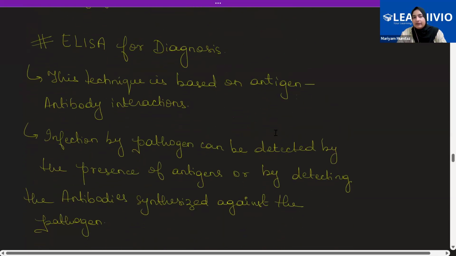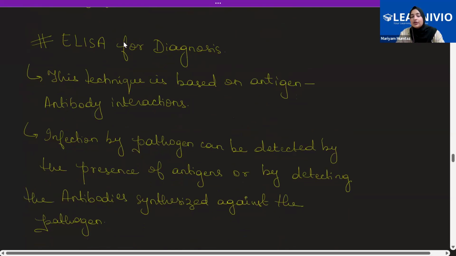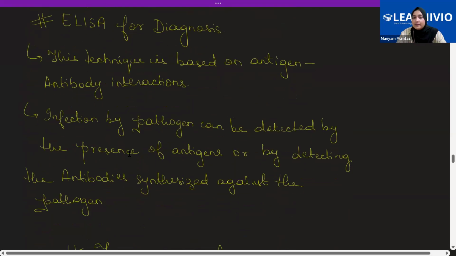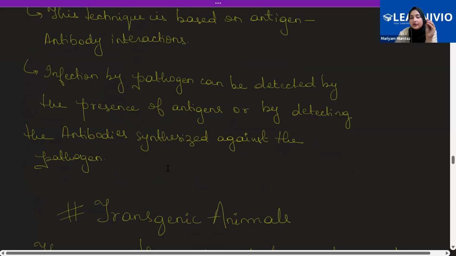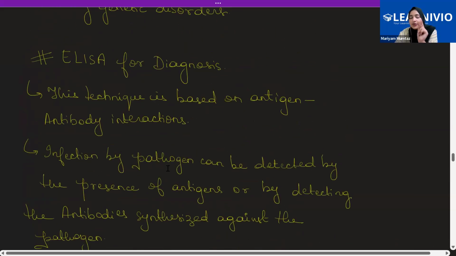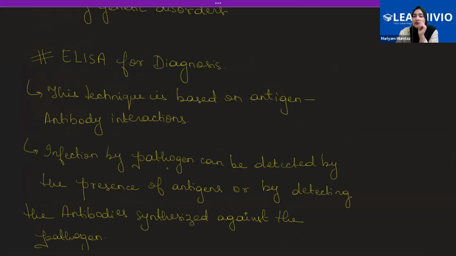The second method is ELISA, that is enzyme-linked immunosorbent assay. This is an antigen-antibody interaction-based technique. Infections by pathogens can be detected by the presence of antigen or antibody synthesized. Our body is going to make the antibody, and the antigen is that foreign particle. If that can be detected, then a person would know that, okay, this particular disease is going to be caused. So that is the enzyme-linked immunosorbent assay, which is based on antigen and antibody interaction.